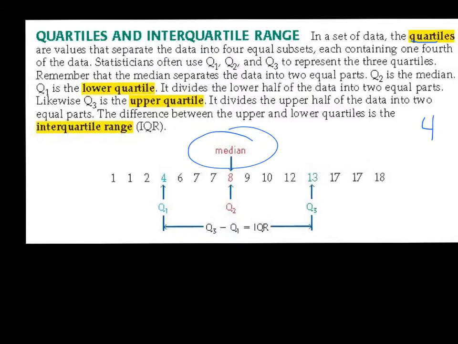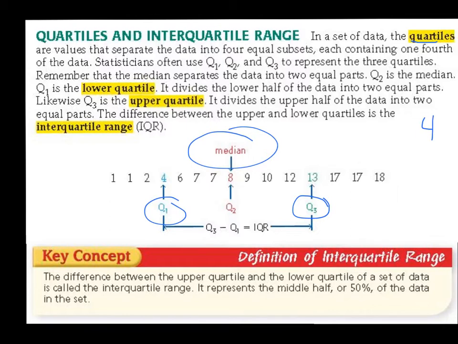Q1 is the lower quartile. It divides the lower half of the data into 2 equal parts. Likewise, Q3 is the upper quartile. It divides the upper half of the data into 2 equal parts. The difference between the upper quartile and the lower quartile is the interquartile range. The difference between the upper quartile and lower quartile of a set of data is called the interquartile range. It represents the middle half, or 50% of the data in the set.